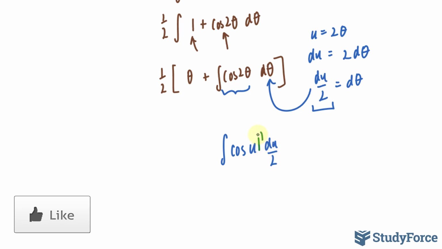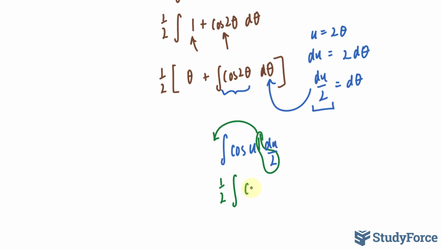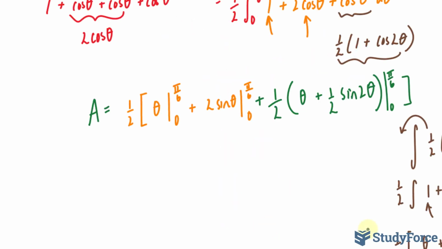Pulling out this 1 over 2 because it's a constant, 1 over 2 times the integral of cosine u. And I know the integral of cosine u. It's sine. So I have 1 over 2 times sine u, which we know is 2 theta. And normally we would write down plus c, but we won't in this case because it is a definite integral and it is being integrated between 0 and pi over 6. I'll take this now and place it where we left off. This is how your equation should look up until this point.